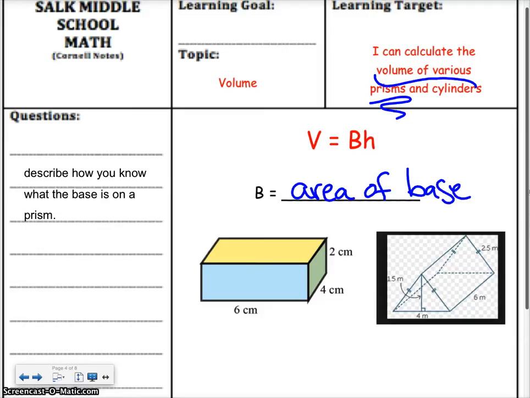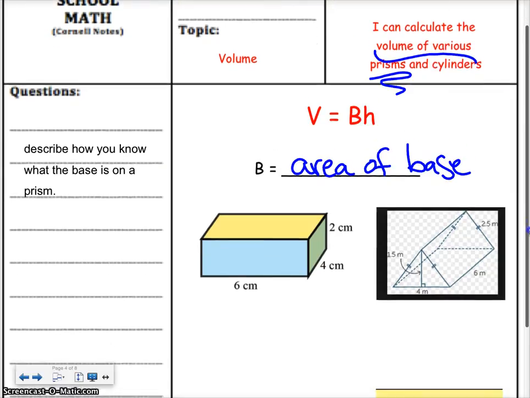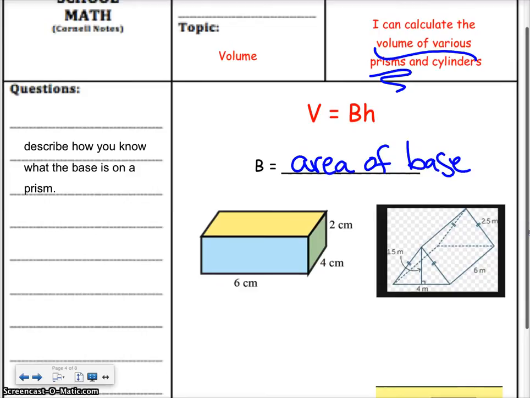Some kids need to know, how do you know which part is the base? Especially when you have a bunch of different things and it's tilted weird. As long as you are using parallel sides, or faces as they're called, anything can be the base. What I pick as a base might be different than what you pick. So write that vocab word: a base is parallel faces.